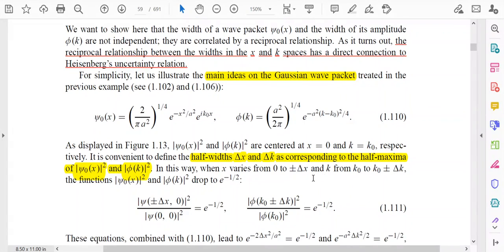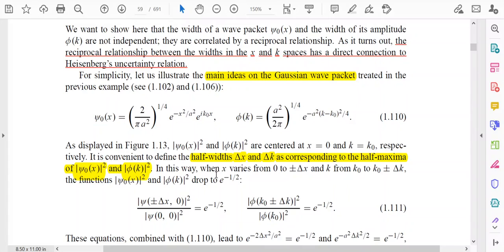So in that figure, mod psi 0 x whole square and mod phi k whole square are centered at x is equal to 0 and k is equal to k0 respectively. It means at the position x is equal to 0 and at the position k is equal to k0, the amplitude for mod psi 0 x whole square and mod phi k whole square was maximum. It is convenient to define the half widths delta x and delta k as corresponding to the half maxima of mod psi 0 x whole square and mod phi k whole square.